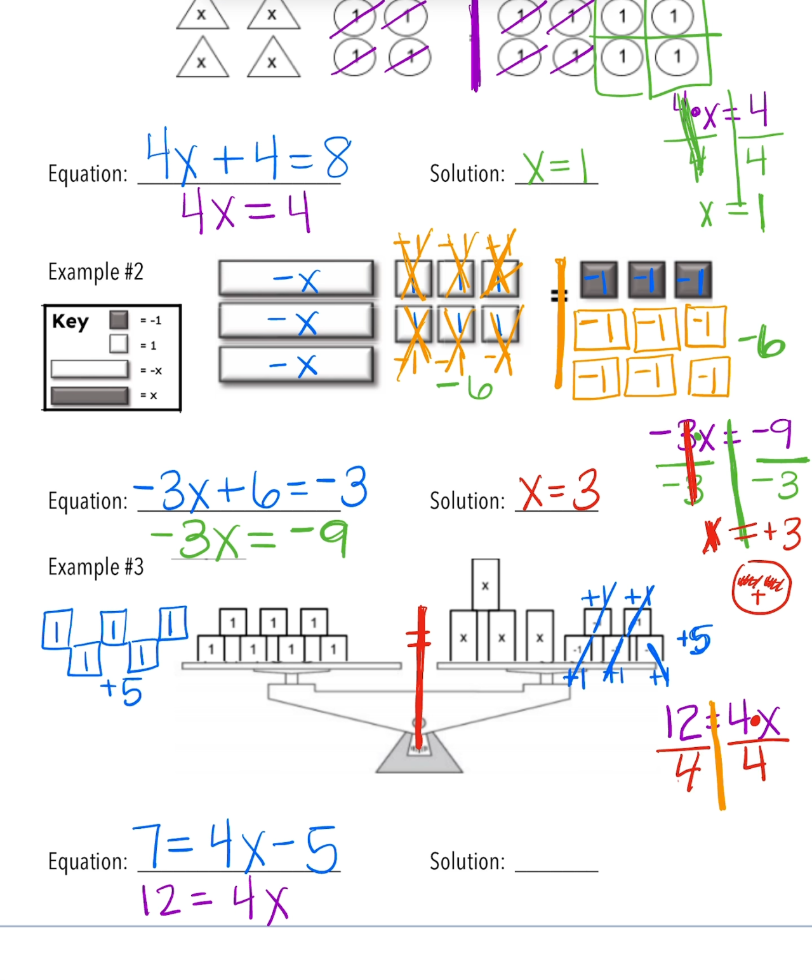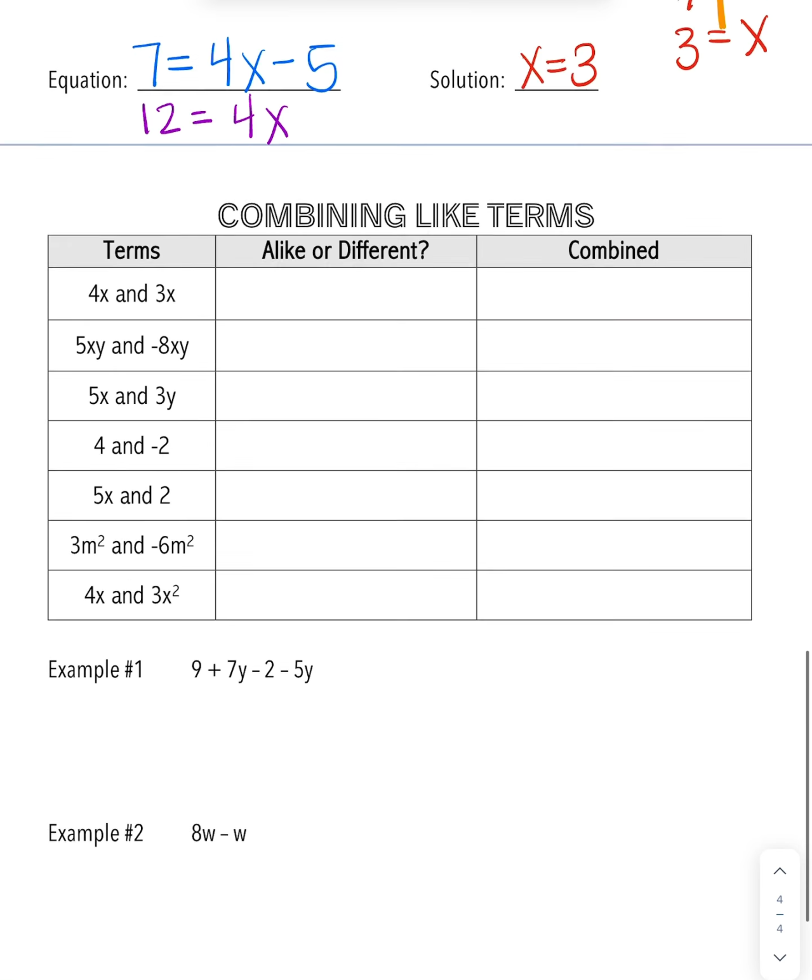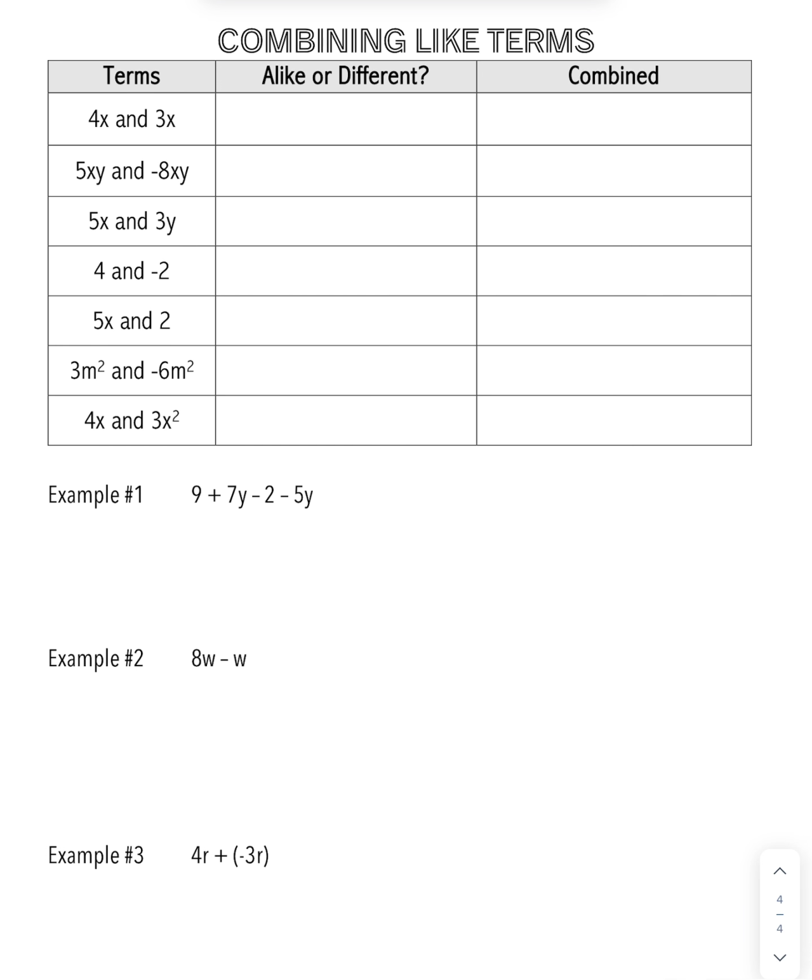What happens on the right? Well, the multiply and the divide cancel each other out. So that leaves us with just x. And 12 divided by 4 is just positive 3. So again, x equals 3. And so that is solving with models, okay? So let's scoot on to the next page, and we will talk about combining like terms.